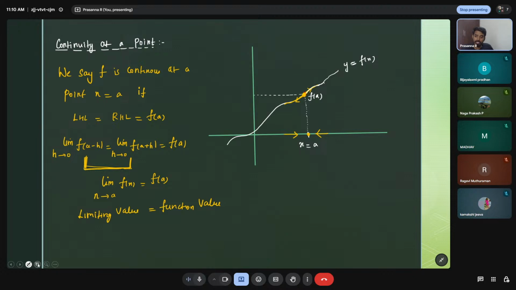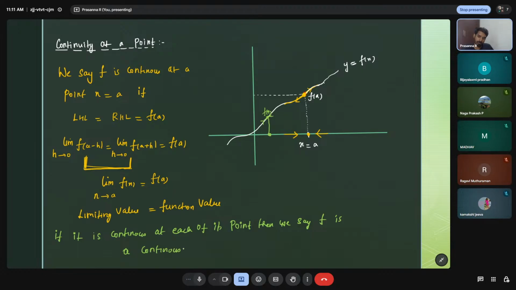If it is continuous at each of its points, that means whatever point you take, your f of a and your LHL, RHL are equal. That means what? You can pass through this whole graph without lifting the hand, right? If it is continuous at each of its points, then we say your function f is a continuous function. So continuous function means it has to be continuous at each of its points.